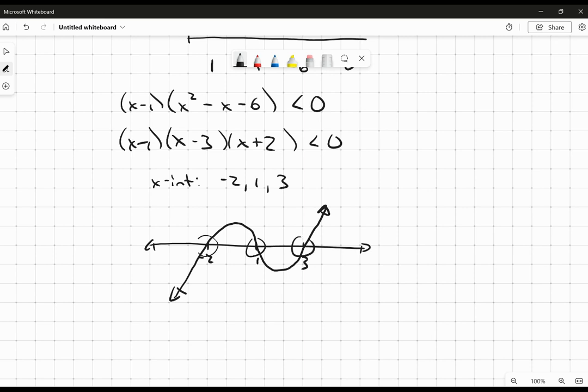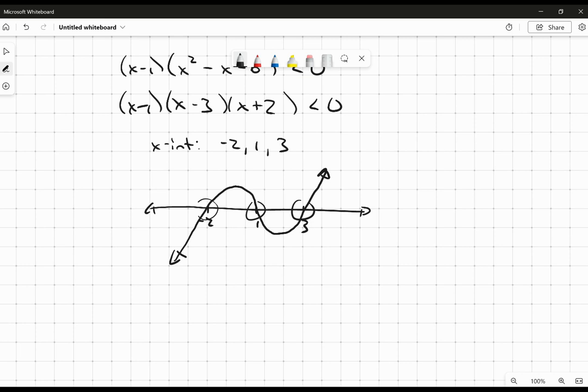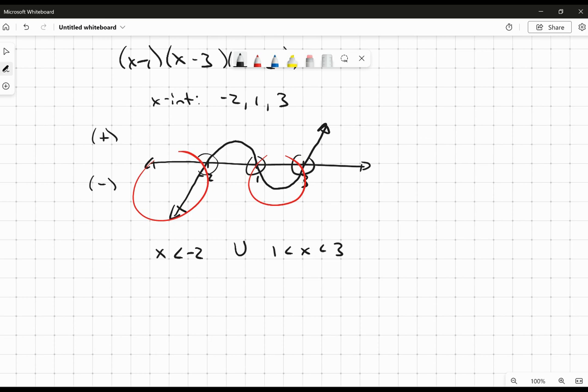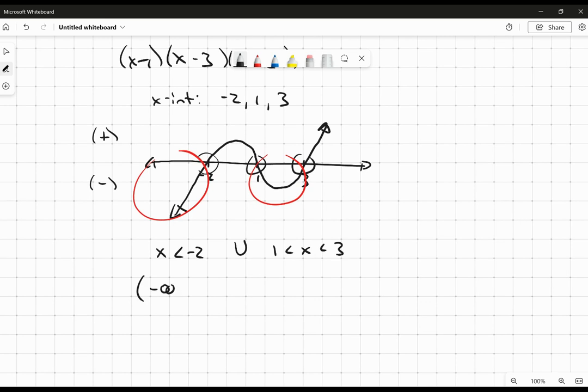Now all I have to do to get my answer is investigate where that function is negative, where it is below the x-axis as opposed to above. That's going to be true in this region and in this region right here. So when x is less than negative 2, together with, or in union with, 1 up to 3. Another way I might write that, using interval notation, is negative infinity to negative 2, union 1 to 3. And there you go.